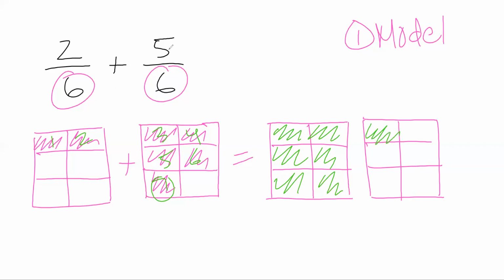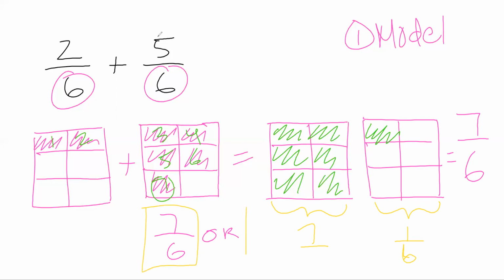So what we see here is we still have sixths, and I have 7 of them. So we have 7/6. This is still cut into 6, so this would be 7/6. Or if we look at what this model really states, this is one whole, and then what's left over is 1/6. So 7/6 or 1 and 1/6 are both acceptable answers.